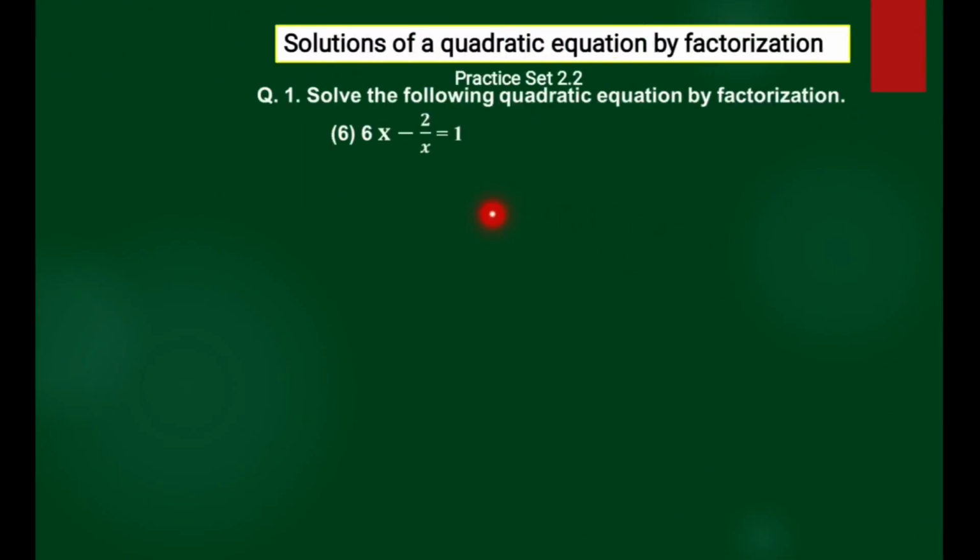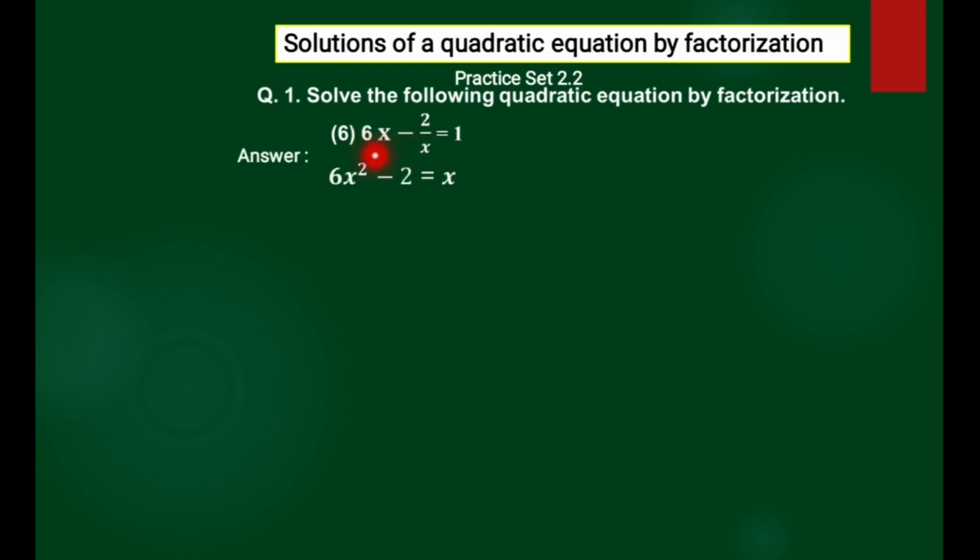Now see question number 6. Here also there is a variable x in the denominator. So this second term is in fractional form, so we reduce this to general form. For that we have to multiply each term by x. So in the solution we multiply each term by x.